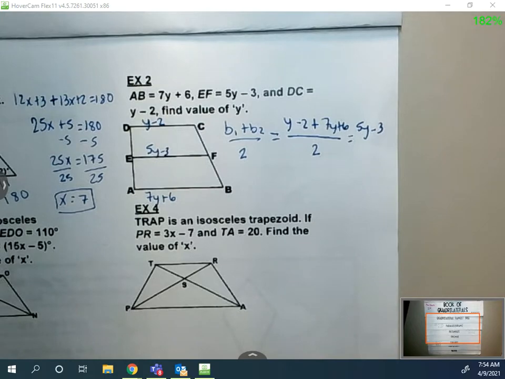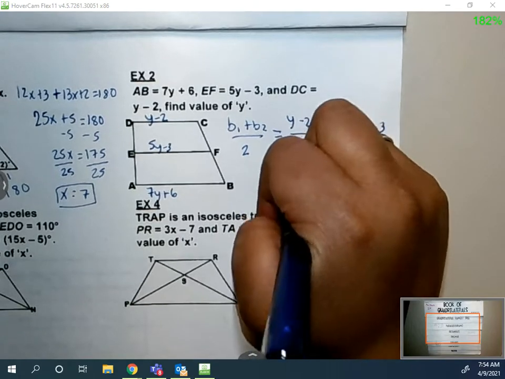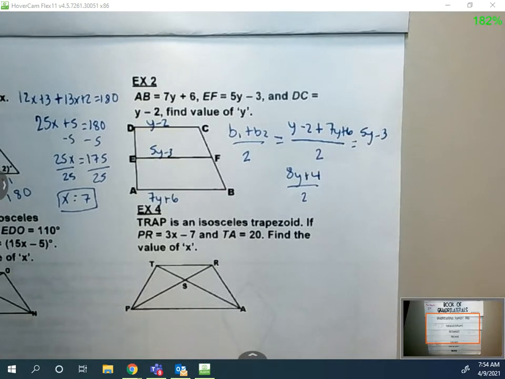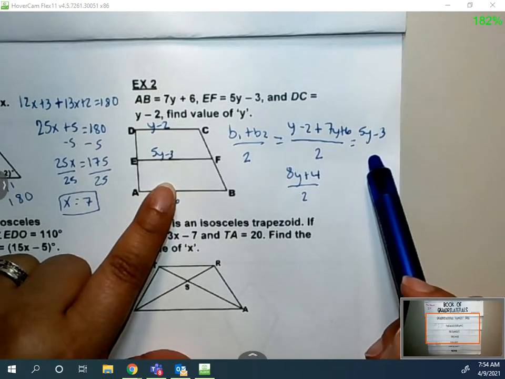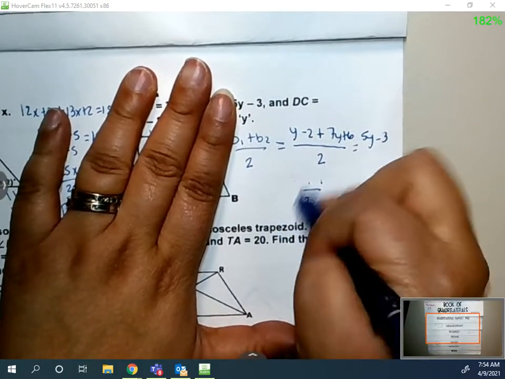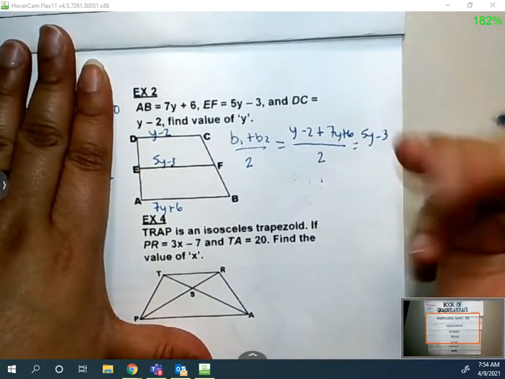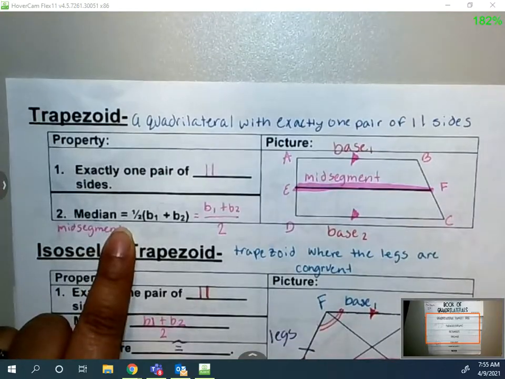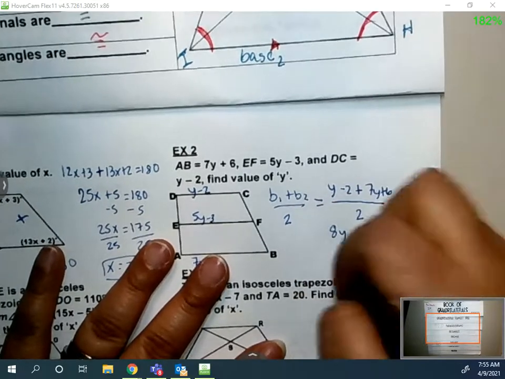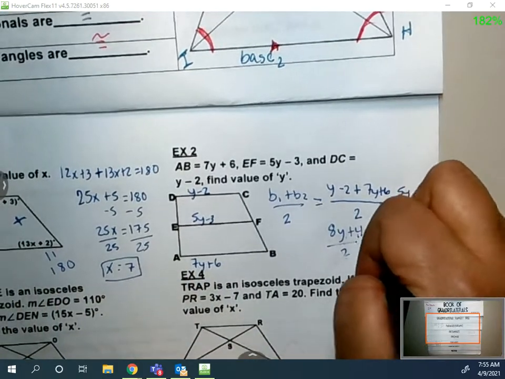Okay, let's combine our like terms. 8y plus 4 divided by 2. Okay, we're combining our like terms. How is it 5y? 8. Where? For example 2, how is it 5y? 5y minus 3? Yeah. Because that's the mid segment. Oh, so it equals the mid segment? Yes, that's the formula right here. 8y plus 4 divided by 2 is equal to 5y minus 3.